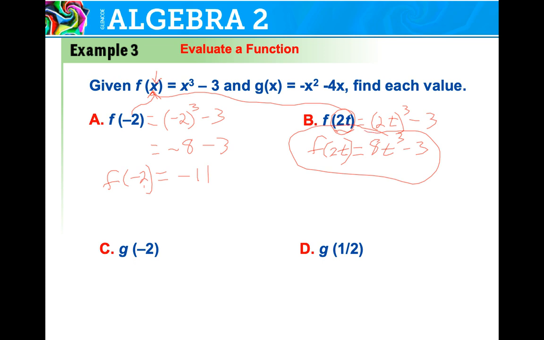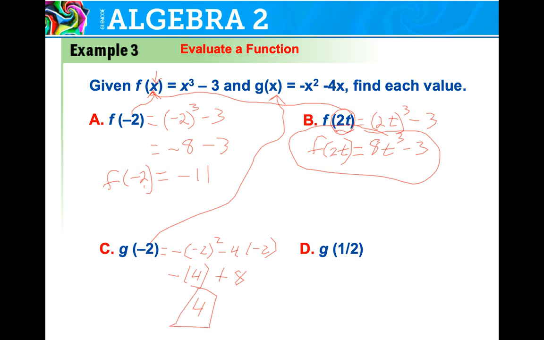Same thing down here. What I really want you to watch out for is that negative sign. I'm going to put this g right in for all the x's. The negative is part of the equation. Negative 2 squared minus 4 times negative 2. And I get, the negative is outside the squared. Now I square the 2 and get 4. And this is a negative times a negative, which is plus 8. Negative 4 plus 8 is 4.